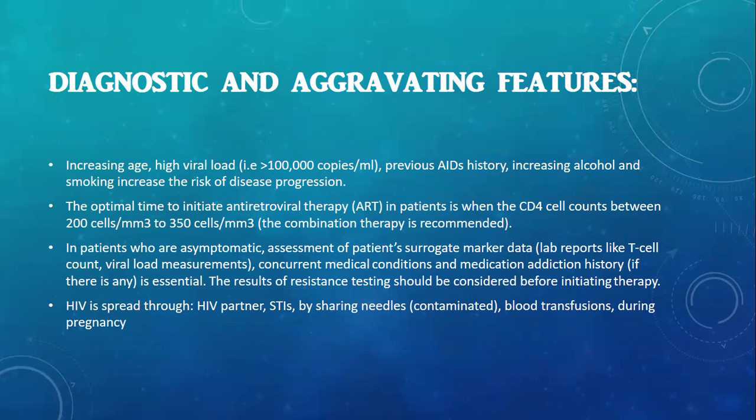The optimal time to initiate antiretroviral therapy in patients is when the CD4 cell count is between 200 to 350 cells per cubic millimeter. The combination therapy is always recommended. In patients who are asymptomatic, the assessment of marker data like the reports, T cell count, viral load measurements, concurrent medical conditions, and medication addiction history like morphine or cocaine. The results of resistance testing should be considered before initiating therapy. HIV is spread through an HIV-positive partner, STIs, by sharing contaminated needles, blood transfusion, and during pregnancy or breastfeeding.